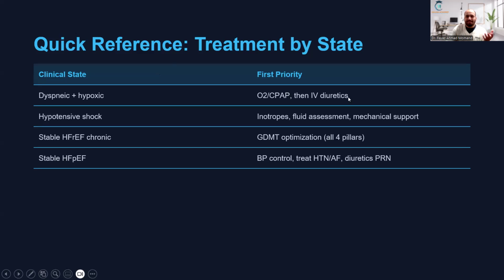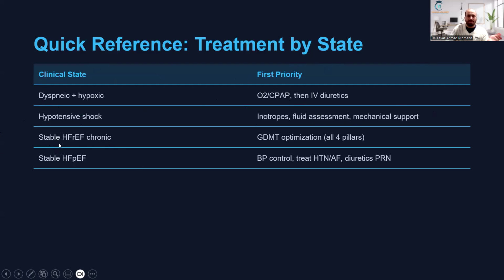Now, this table is for quick reference if anyone wants to quickly decide what to do. Look at clinical status. Patient is dyspneic plus hypoxic. Their saturation is low. Start oxygen, then IV diuretics. Patient has shock or hypotensive shock. Inotropes, assess fluid level, and then mechanical support if needed.